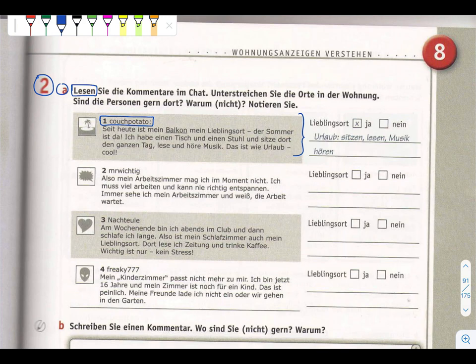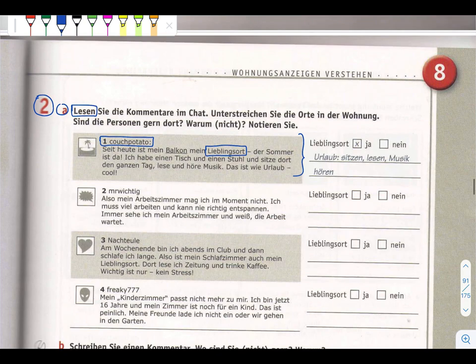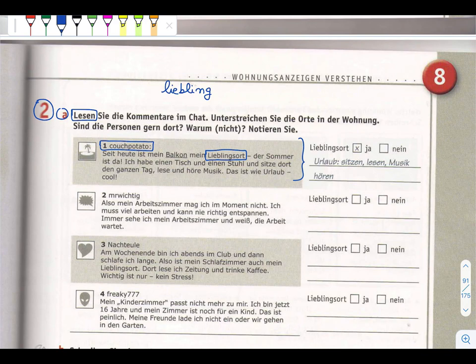For example, Nummer 1. Seit heute ist mein Balkon mein Lieblingsort. First of all, this Liebling is a very, very important word for your expression. It means favorite. You can use this Liebling in your expression in many different ways. After Liebling, you can add words according to your need: Lieblingsessen, Lieblingsmusik, and so on. There are some tips and tricks for expression in your Goethe A1 exam, which I'm going to tell you when we do the exam prep books. But right now, you can just note down all these important vocabularies, okay?